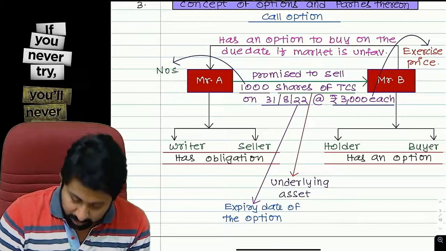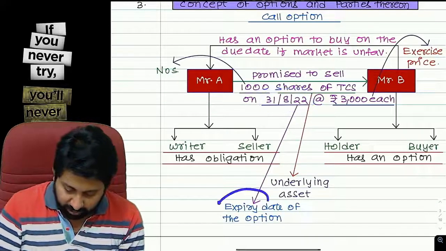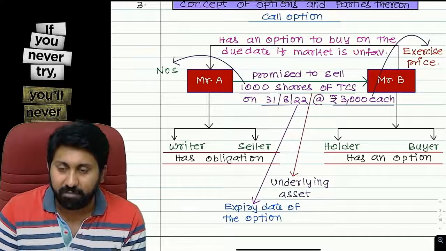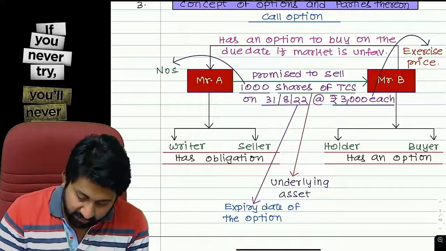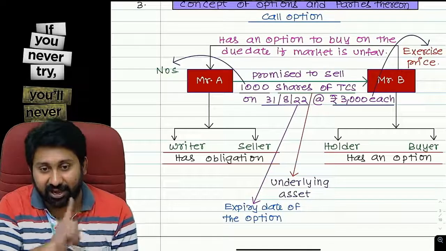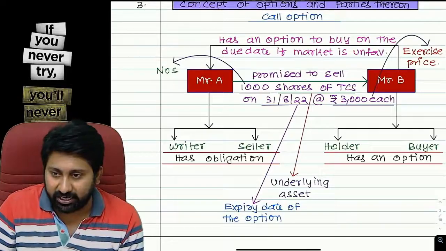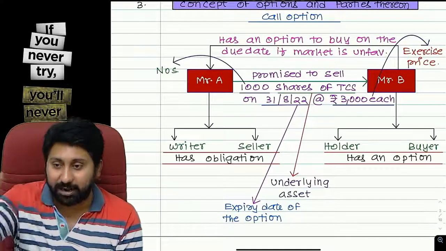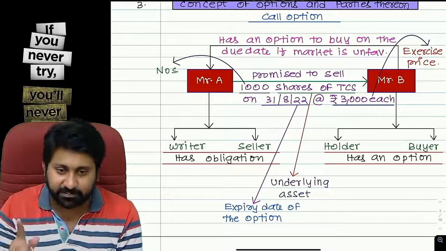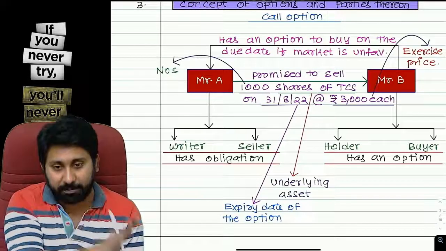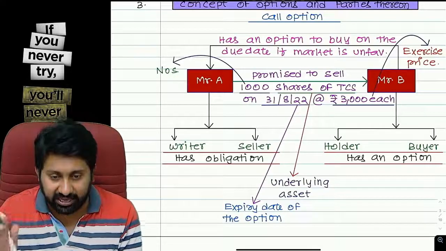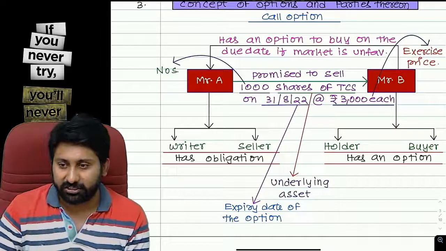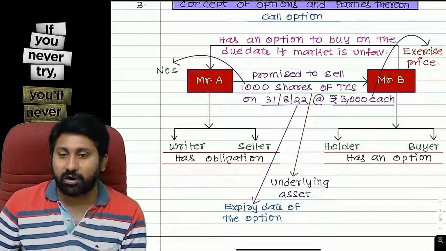1000 shares. 31/8/2022 is called the expiry date, also the maturity date. Shares of TCS is the underlying asset. 3000 is called the exercise price. That means if you want, you can exercise the option and buy at that price. This is called the exercise price, also called the strike price. How this strike price works, I will also tell.